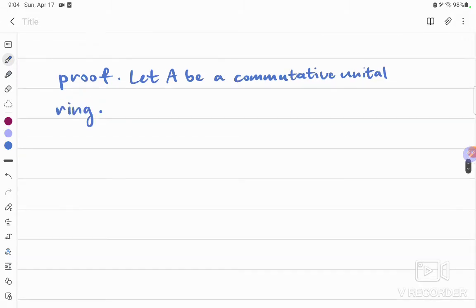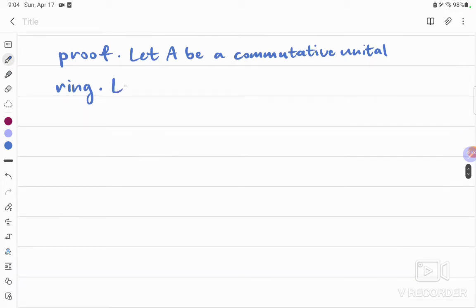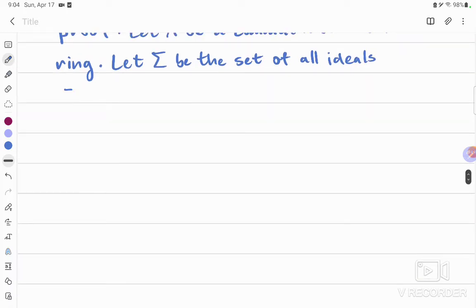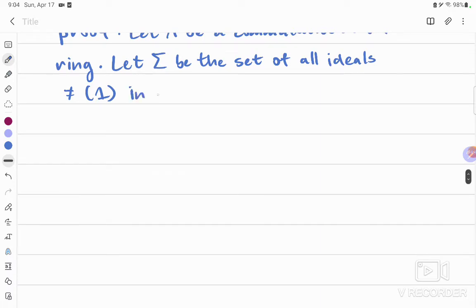Then we can take all of our non-trivial ideals, that is, all the ideals except A itself, and we can put those into a set, which we will call sigma. So let sigma be the set of all ideals not equal to the ideal generated by 1, which is just going to be the entire ring. So all of these properly contained ideals in A.